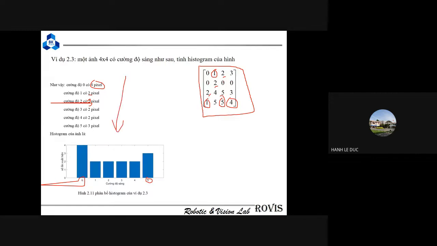For example, number 0 has 4 values. Number 1 has 2 pixels. Number 2 has 3. This one should be here. And then 3 has 2, 4 has 2, and 5 has 3. So this is the histogram of the image.